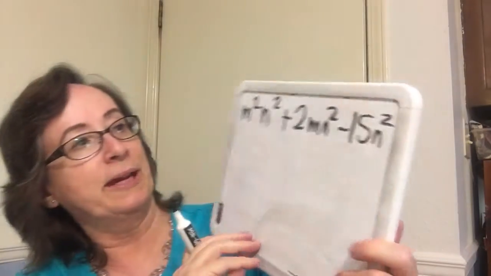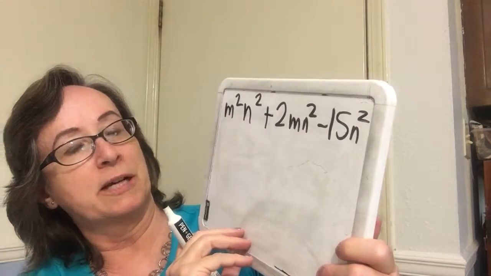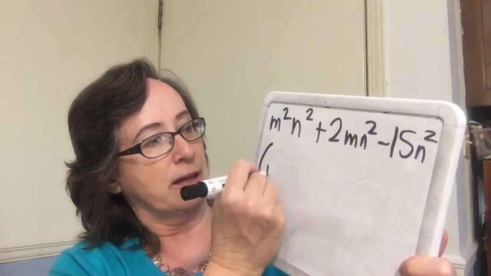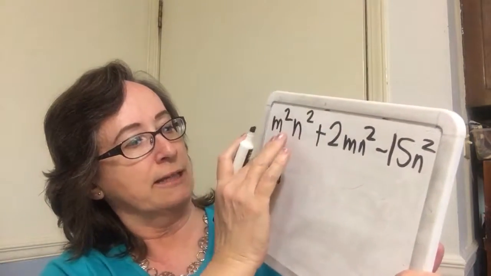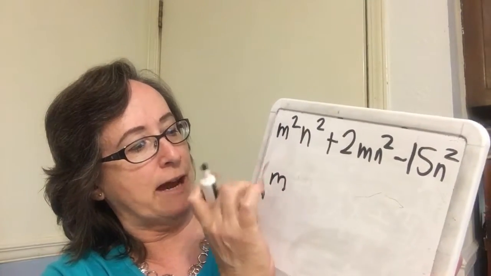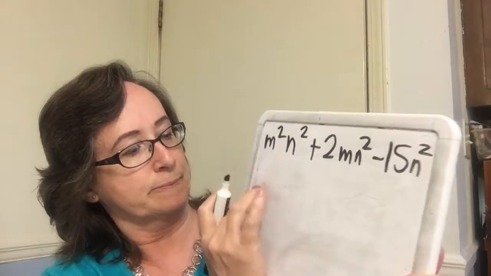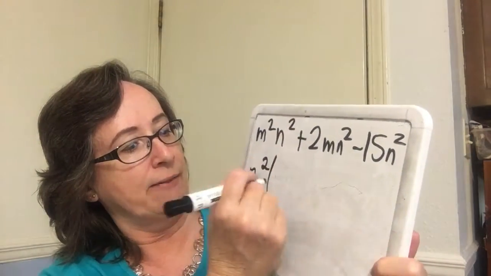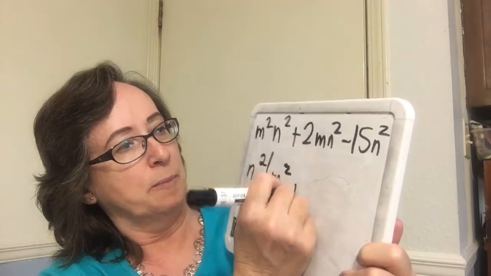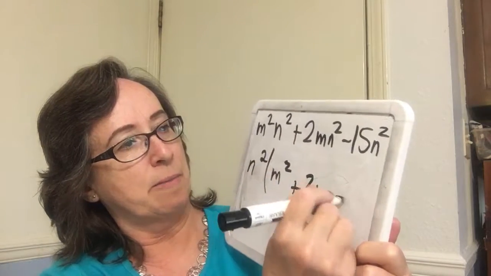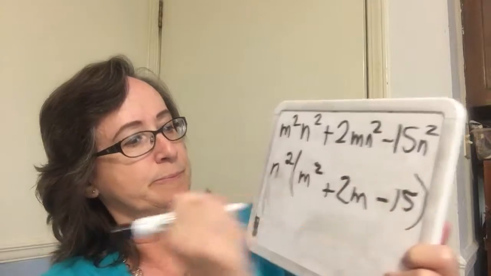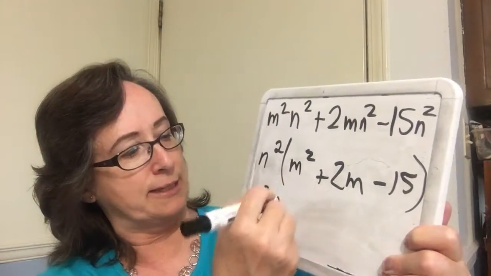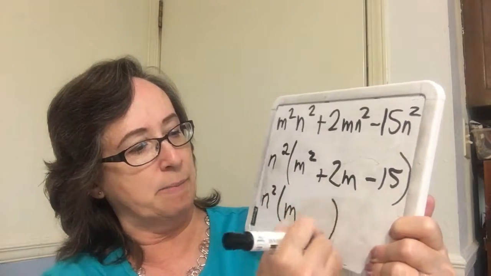Okay, so here we have a 2 variable one. We've got an m squared n squared. So the n squared will factor out to the front. So let's factor the n squared out to the front. And then we've got an m squared plus a 2m minus a 15.